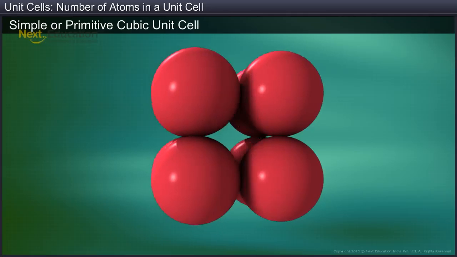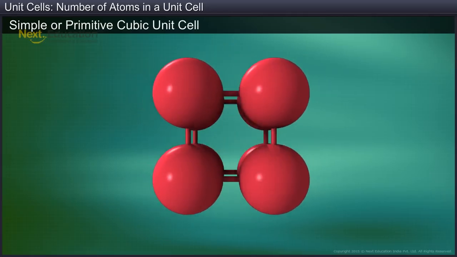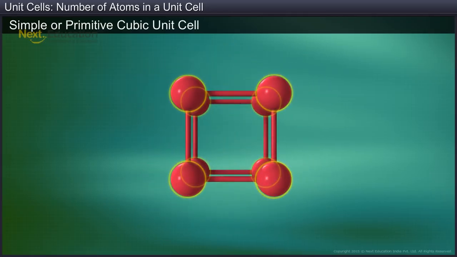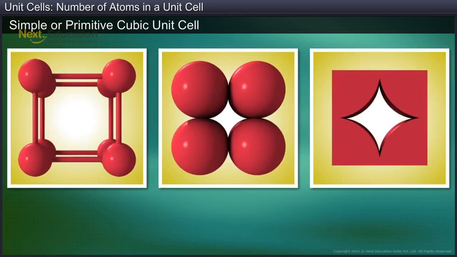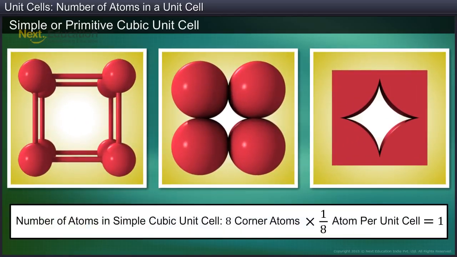There are 8 atoms at the 8 corners. Thus, the number of atoms in each unit cell is equal to 8 corner atoms into 1/8 of an atom per unit cell, which is equal to 1.